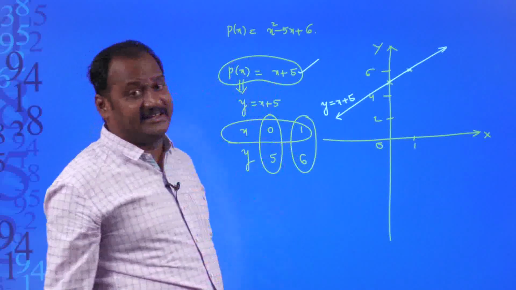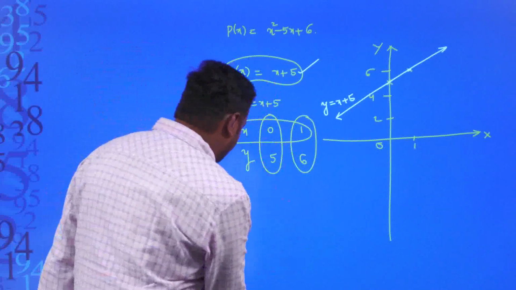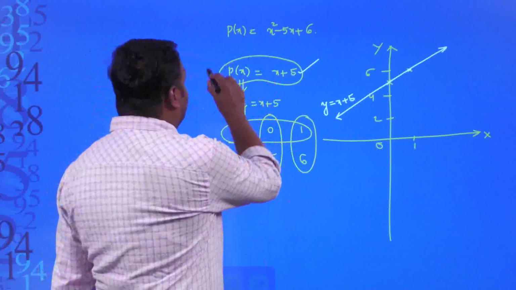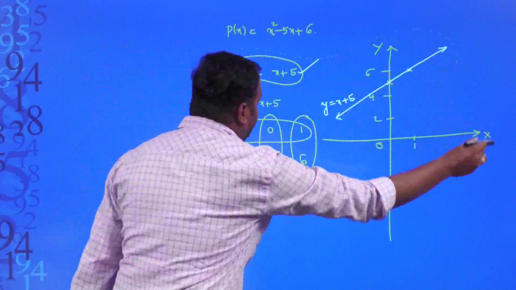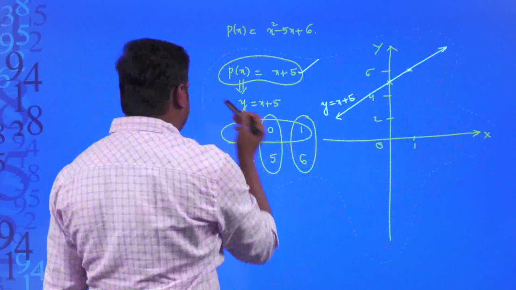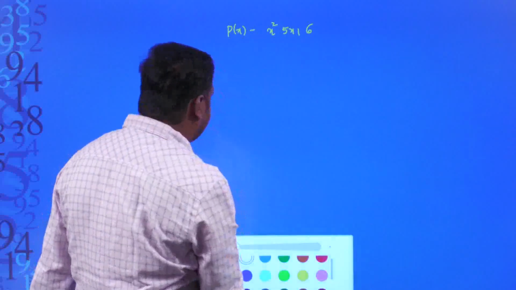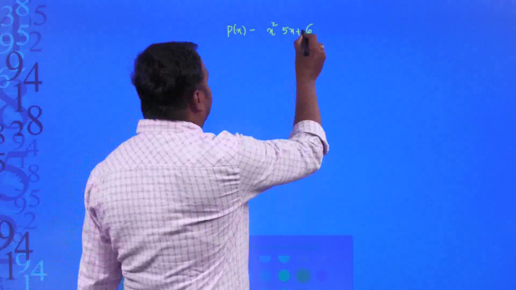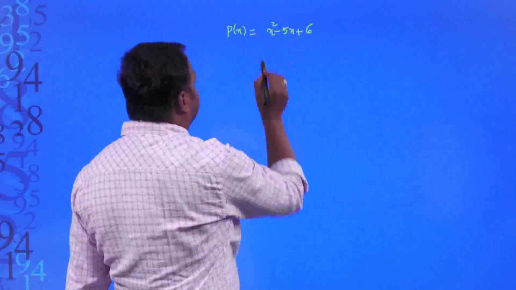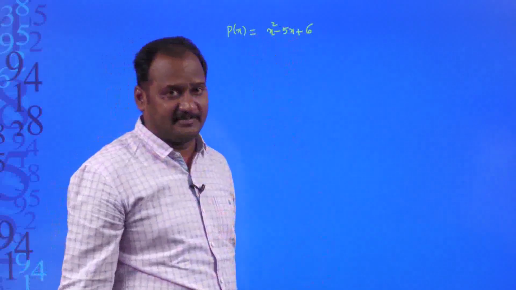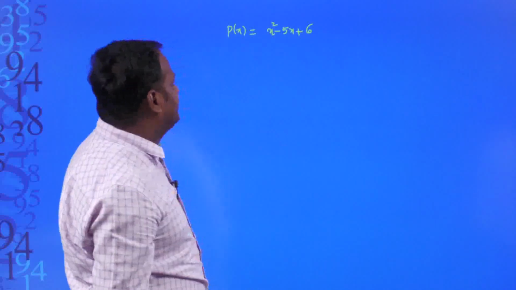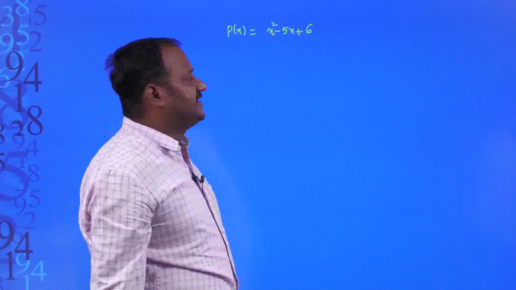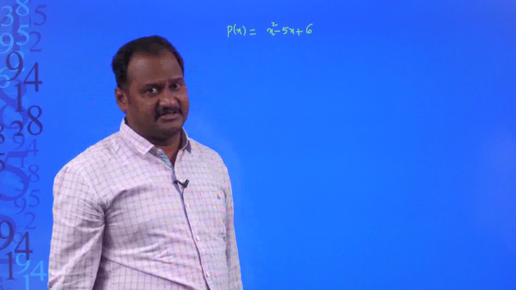Then what about the second degree polynomial? Let us try to understand now. Whether it represents a straight line or a curve or any other thing. Okay. So this is y is equal to x square minus 5x plus 6. This is a second degree polynomial. And now I just want to draw this x square minus 5x plus 6 on the graph sheet.